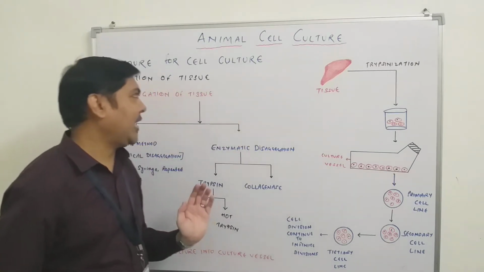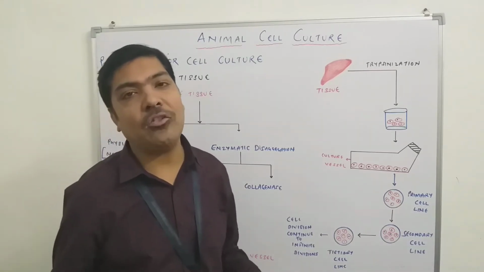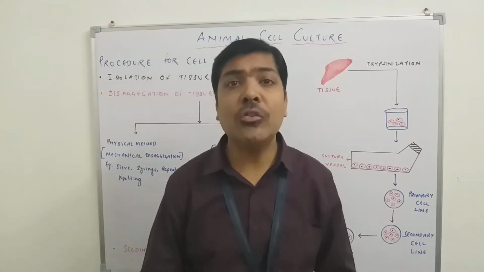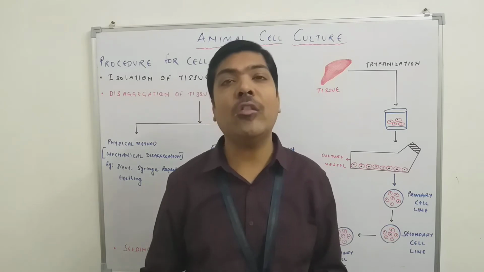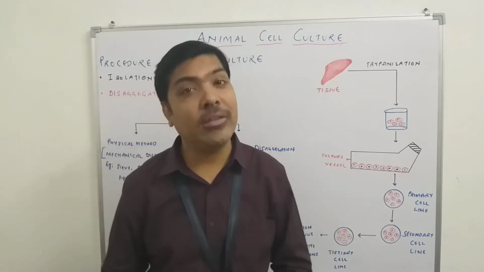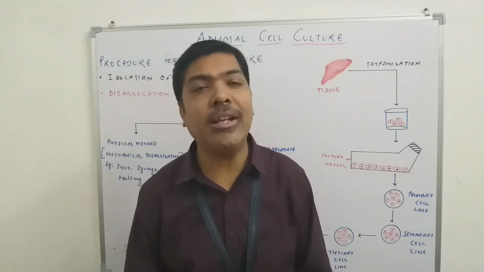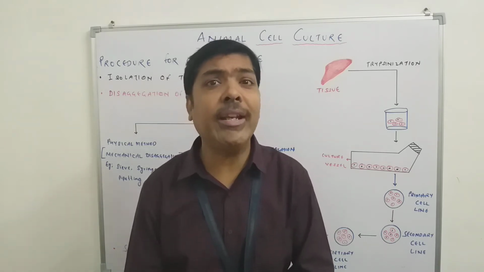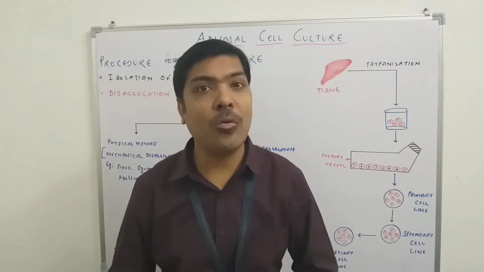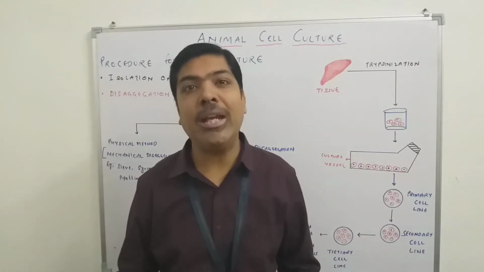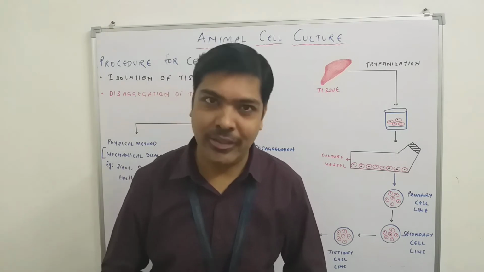Now, the next step is the disaggregation of the tissue. We know that the tissue is actually a larger mass of cells. So if we have to perform the animal cell culture technique, we have to convert the tissue into cells. For that we go for the disaggregation procedure, in which the tissue is disaggregated, and from the disaggregated tissue we can easily collect the cells. For the disaggregation process, two methods are available in our laboratory. Number one is a mechanical method and number two is an enzymatic method.